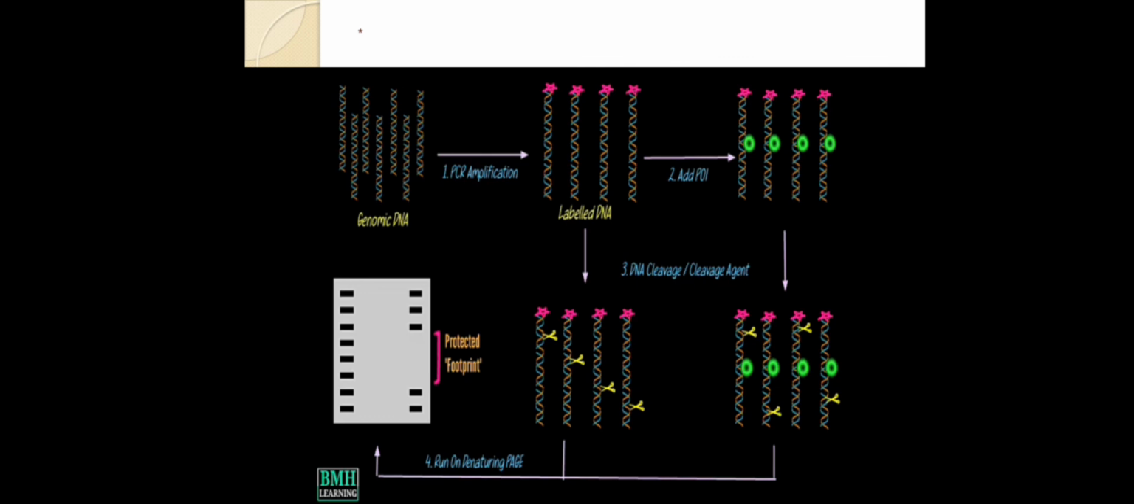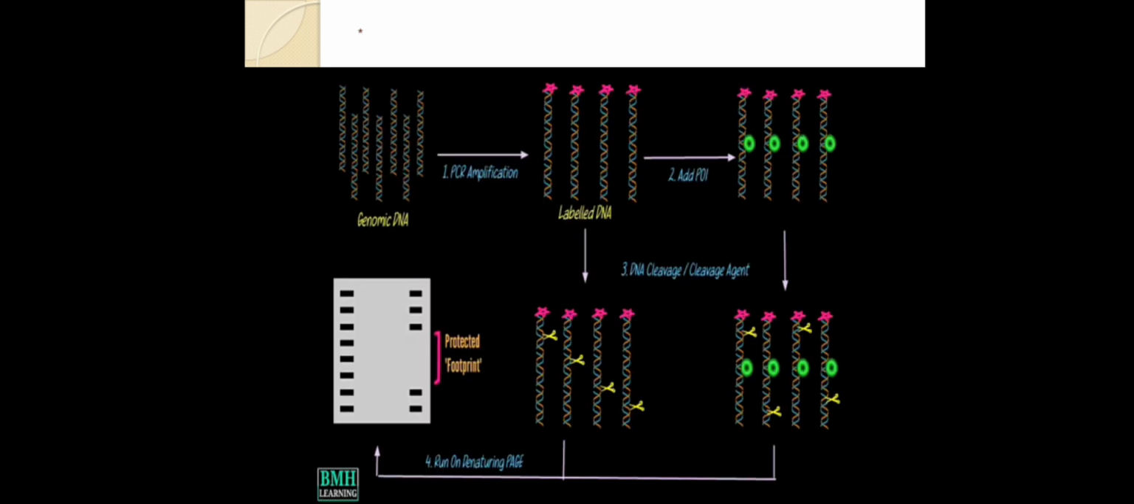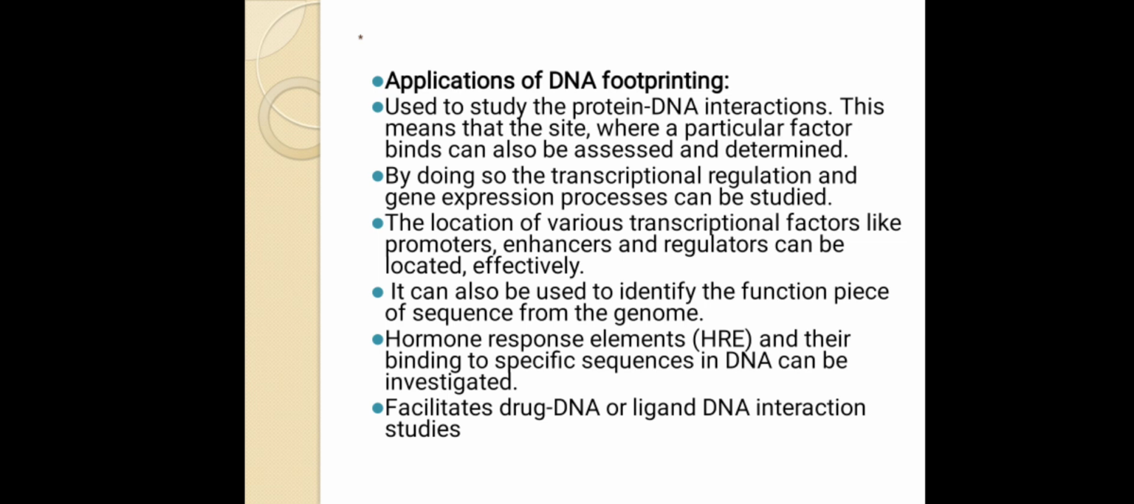Now come to the application part. The DNA footprinting technique is mainly used for finding the DNA protein interactions in order to find out the replication initiation, elongation, termination, then transcription initiation, elongation, termination, and the drug regulation part. So many synthetic drugs, the DNA interacting drugs, will bind with the DNA and control the regulation of gene expression. So that will be analyzed by this technique.